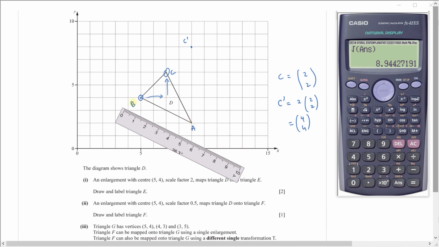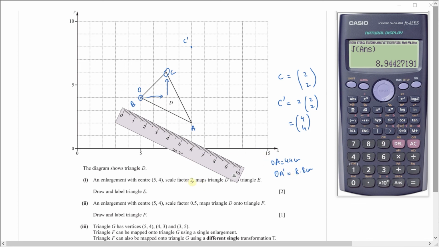In fact, let me also mark this as O. So O is your center of enlargement, and OA is 4.4 centimeters. So OA dash will be double, 8.8 centimeters. And you will measure it in the same direction as A. So A is towards this side, so you will extend it further to make OA dash double the length.